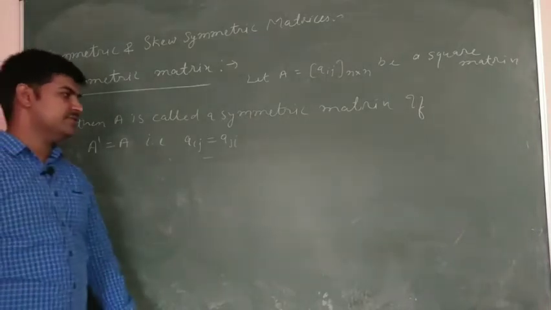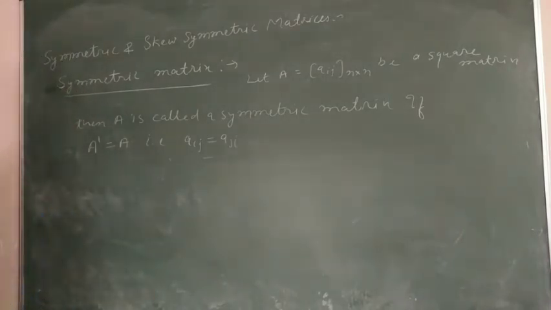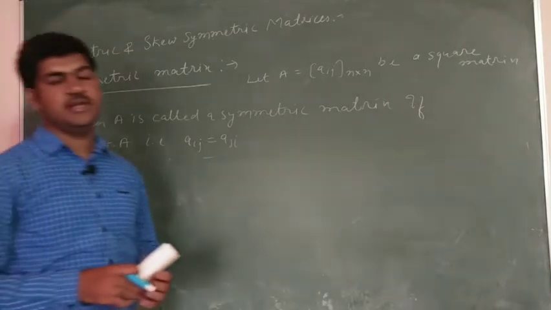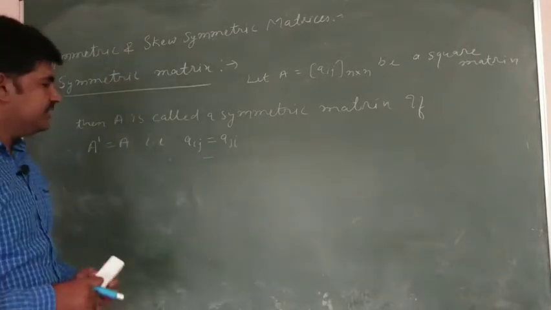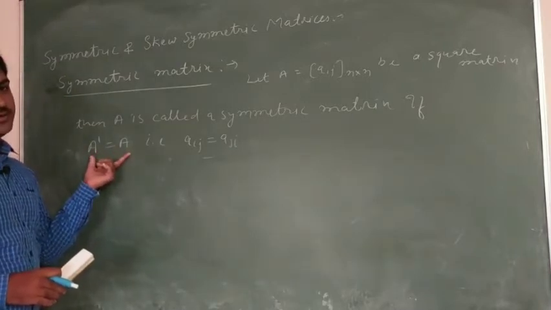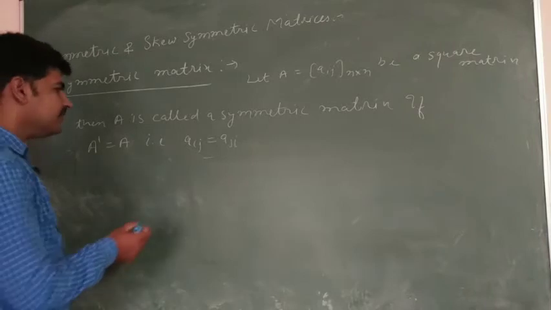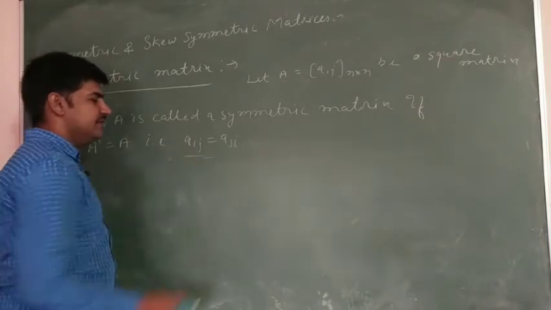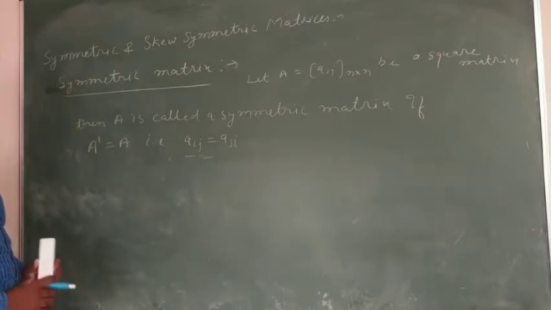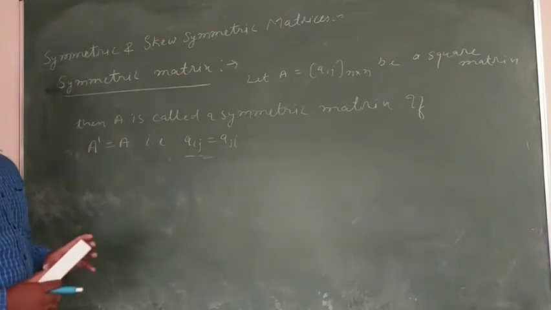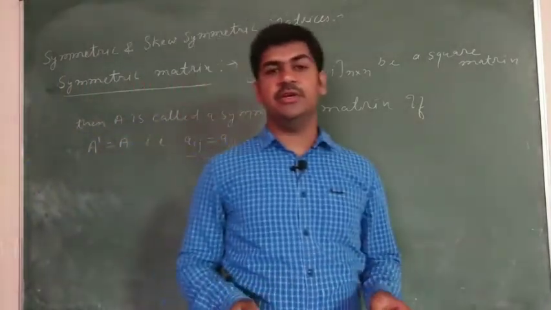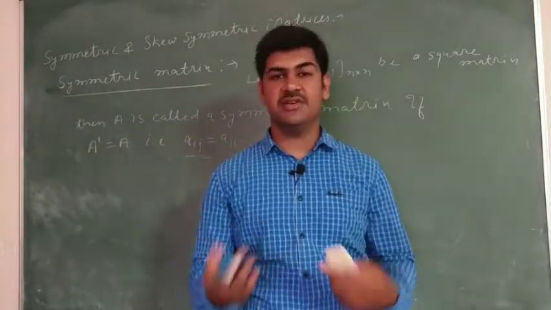I hope you have understood. A matrix A is a square matrix. A is called a symmetric matrix if it is equal to its transpose. And here that is what is written, Aij is equal to Aji. So I hope you have understood the definition of symmetric matrix. A square matrix A is called symmetric matrix if it is equal to its transpose.